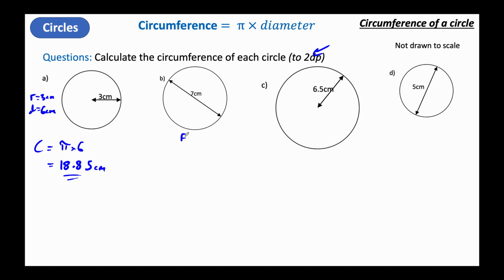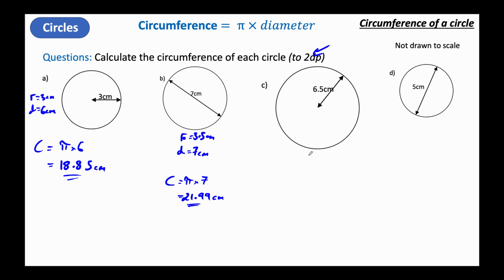Now F. R equals and d equals. This is a diameter because it goes all the way across. So in that case, what would the radius be? It would be half of that, which is 3.5 centimeters. Now, I need diameter, so it's pi times 7. 7 pi is, to 2 decimal places, 21.99, because that's what it rounds to, centimeters.